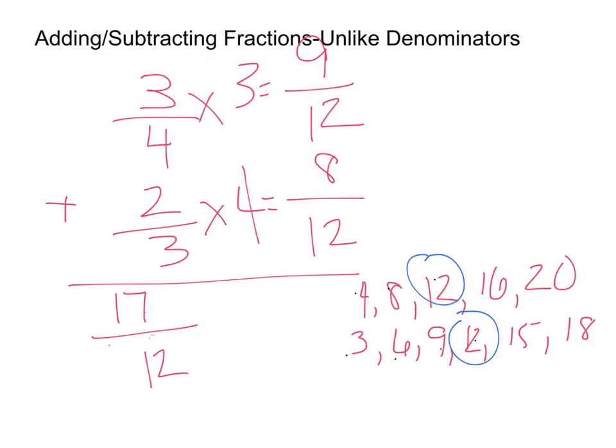Now we can't leave our answer that way. It's an improper fraction. So I'm going to change it into a mixed number. How many times does 12 go into 17? Well, it goes in once, with 5 left over, which becomes our numerator. And again, our denominator stays the same. It's going to be 12. So our answer would be 1 5/12.